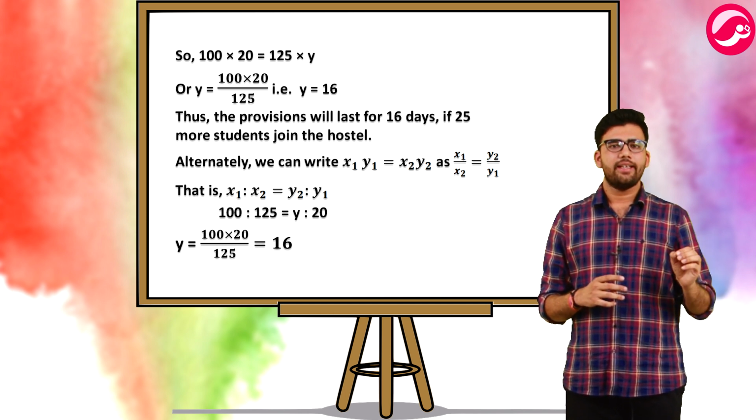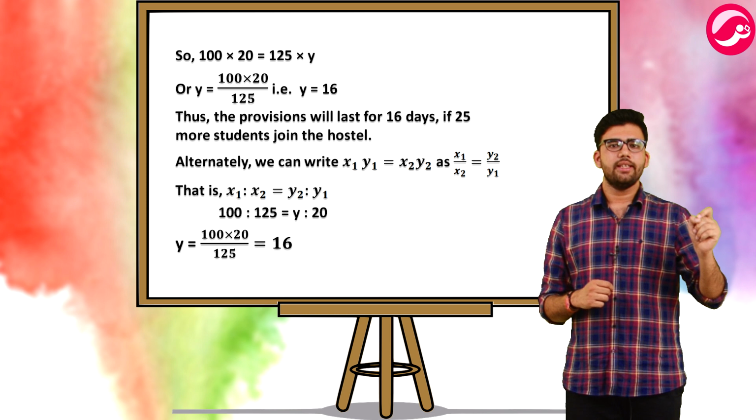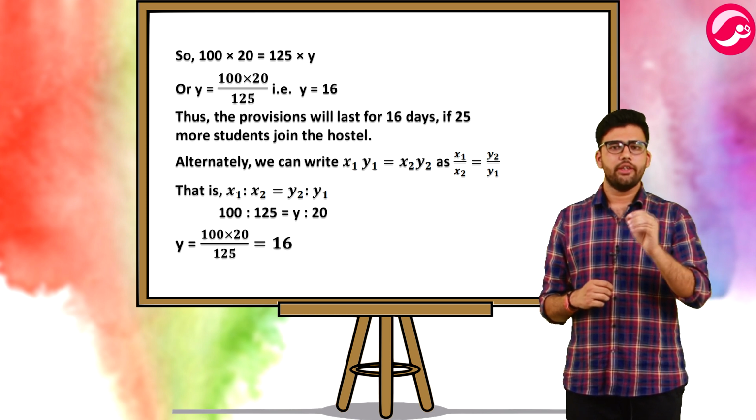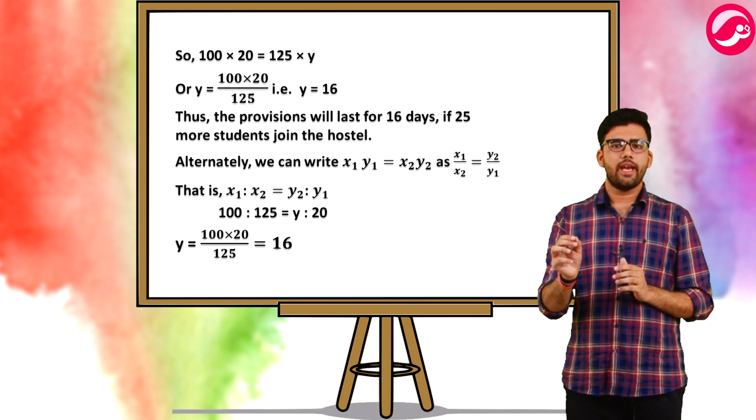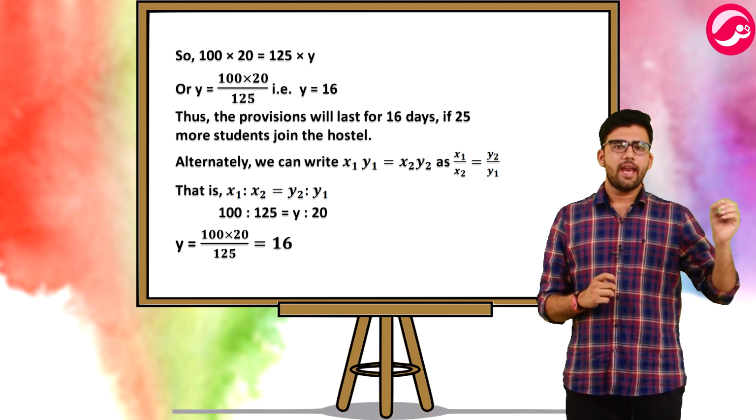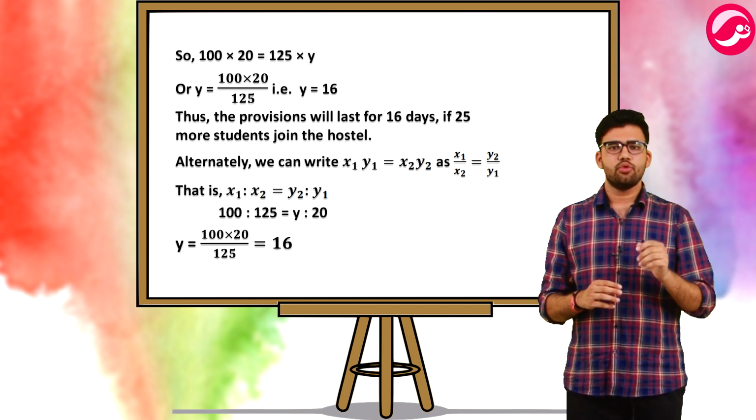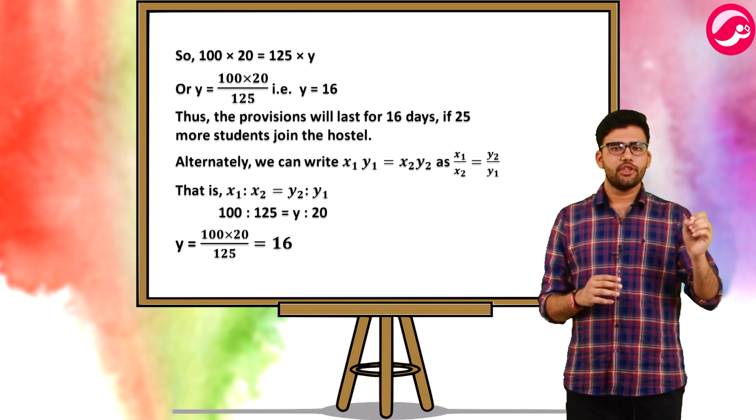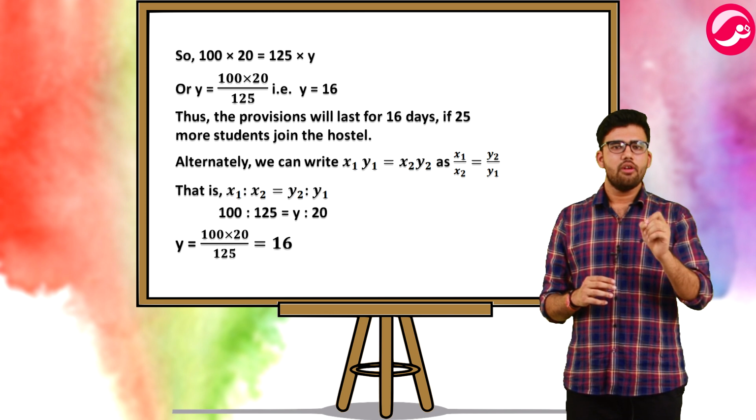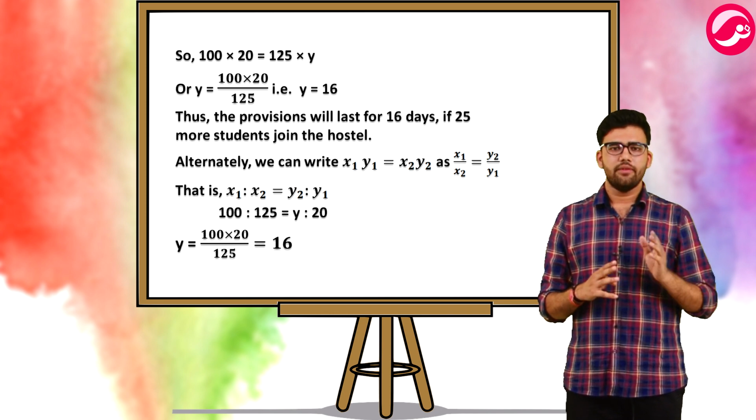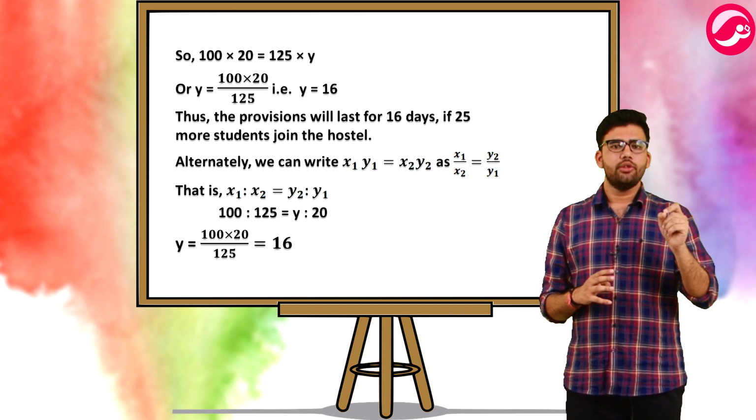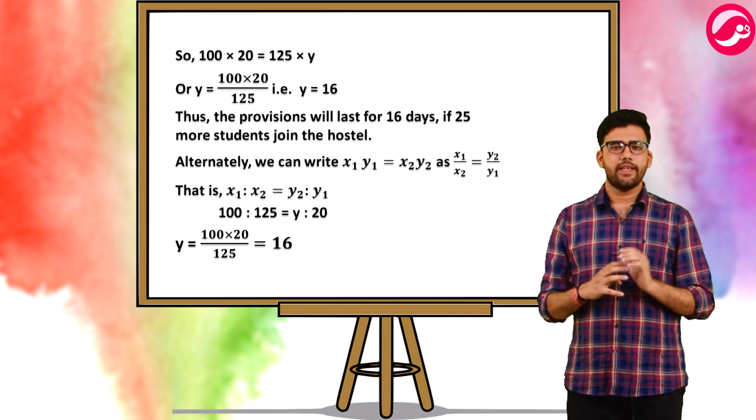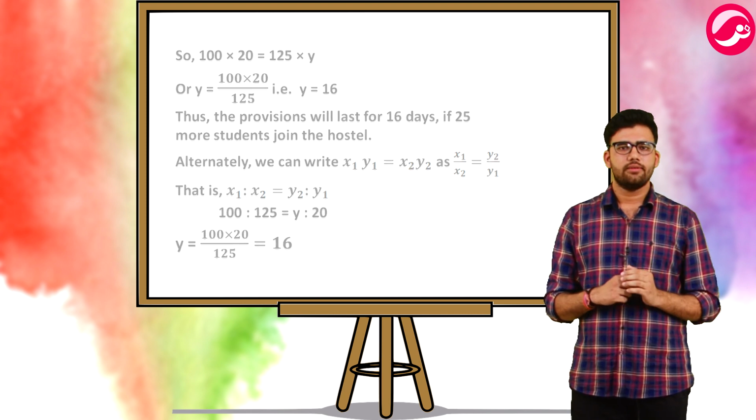Alternatively, we can write x1 into y1 is equal to x2 into y2, so x1 upon x2 is equal to y2 upon y1. That is, x1 ratio x2 is equal to y2 ratio y1. Now we will get 100 ratio 125 is equal to y ratio 20. The y will come as 100 into 20 upon 125. The final value of y will be 16.